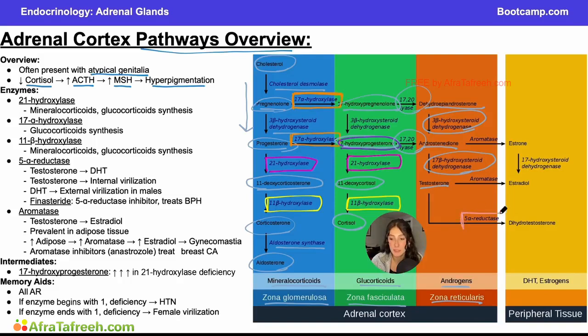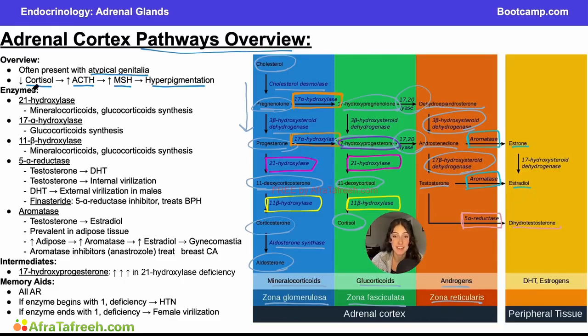And then another important enzyme that you should be aware of, 5-alpha reductase, can convert testosterone into DHT, or dihydrotestosterone, which will be important for virilization of external male genitalia. And then the last key enzyme that I want you to be aware of in this pathway is a peripheral enzyme, aromatase, usually found in peripheral or adipose tissues. The job of aromatase is to convert androstenedione or testosterone into either estrone or estradiol, so making these virilizing hormones that were produced in the zona reticularis into feminizing hormones in the periphery.